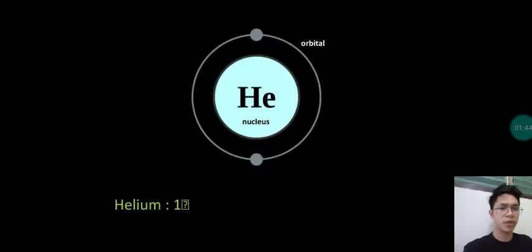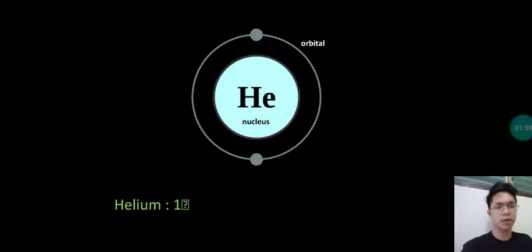In this picture, we can see that there are two electrons in the orbital. This is the diagram of helium. Basically, helium has an electronic configuration of 2.